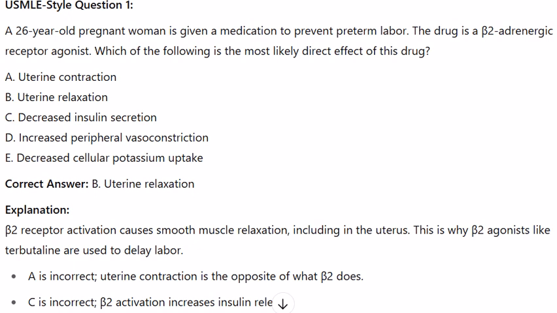Correct answer: B. Uterine relaxation. Explanation: β2 receptor activation causes smooth muscle relaxation, including in the uterus. This is why β2 agonists like terbutaline are used to delay labor.